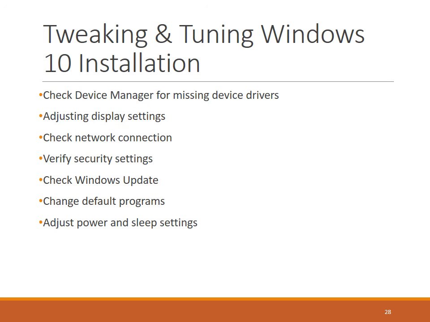So tweaking and tuning Windows 10 installation. So this would be after you've done your upgrade and after you've done your install. So first thing you want to do, check your device manager for missing drivers. We are going to take a look at how to do that in more depth in a future module, but this is something that you should keep in your back pocket for now. You definitely want to adjust the display settings, especially if you have a computer that has multiple displays or if it has a high resolution display. Sometimes the graphics card driver won't automatically apply the correct resolution, so you want to make sure the display settings are correct. This one's really important.